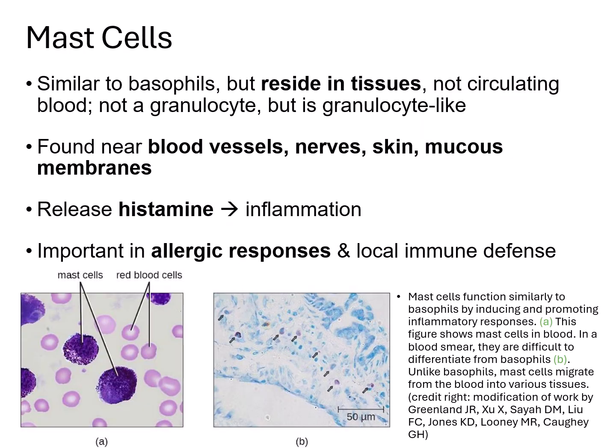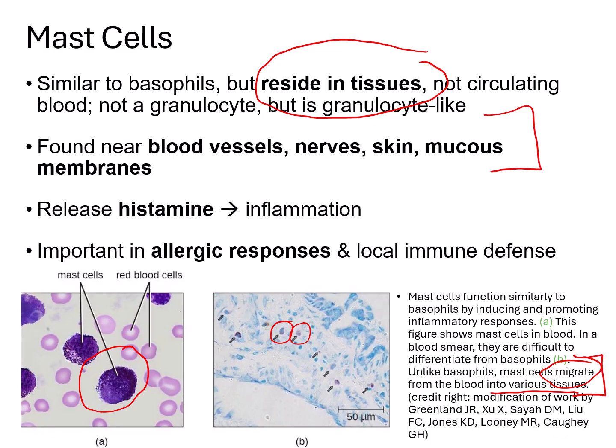Mast cells are similar to basophils, but they differ in one key way. Mast cells reside in tissues, not in the bloodstream. So if we look down here, we see a few mast cells, and here they're indicated by the arrows found within tissues. So unlike basophils, mast cells migrate from the blood into various tissues. They're found in the skin, mucous membranes, and near blood vessels and nerves. They also release histamine and contribute to allergic responses as well as local inflammation.